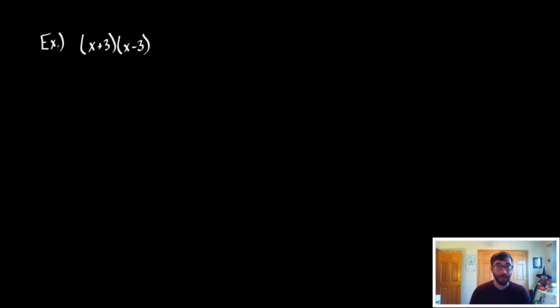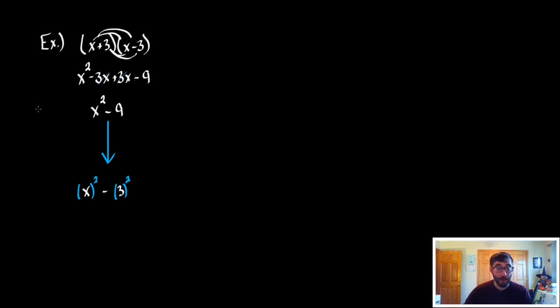So let's say we have something like this, x plus 3 times x minus 3. Well, we would normally multiply this out, right? You probably remember it as FOIL. It's the same as distributing twice. So I would distribute the x to the x to get x squared. I distribute the x to the negative 3 to get negative 3x. I distribute the 3 to the x to get 3x, and I would distribute the 3 to the negative 3 to get negative 9. And then I would just go ahead and combine like terms, which would leave me with x squared minus 9, because the 3x's would end up canceling.